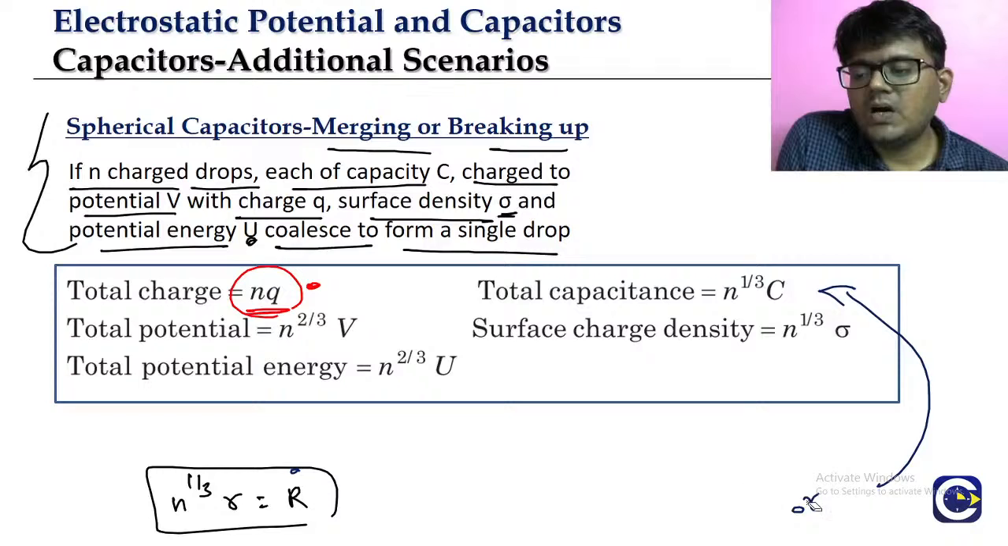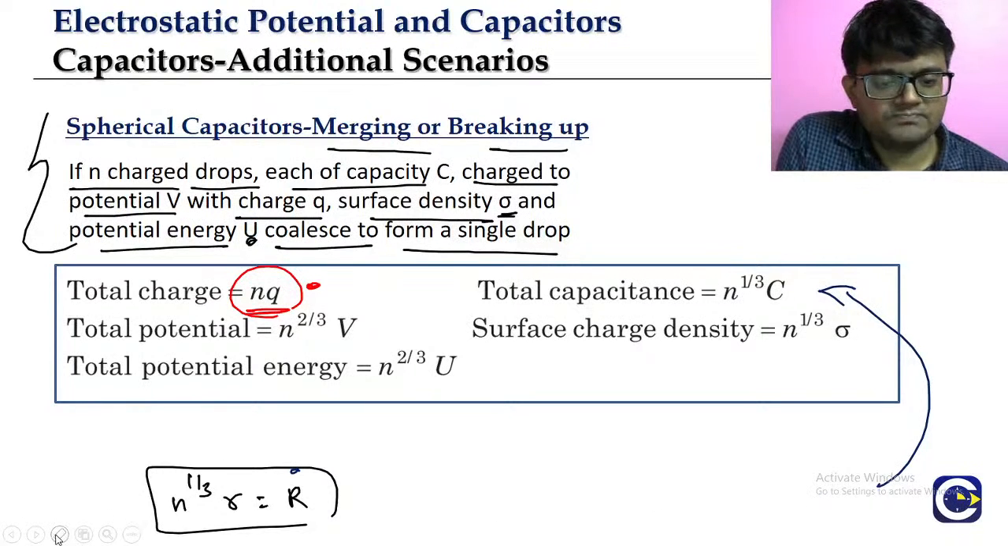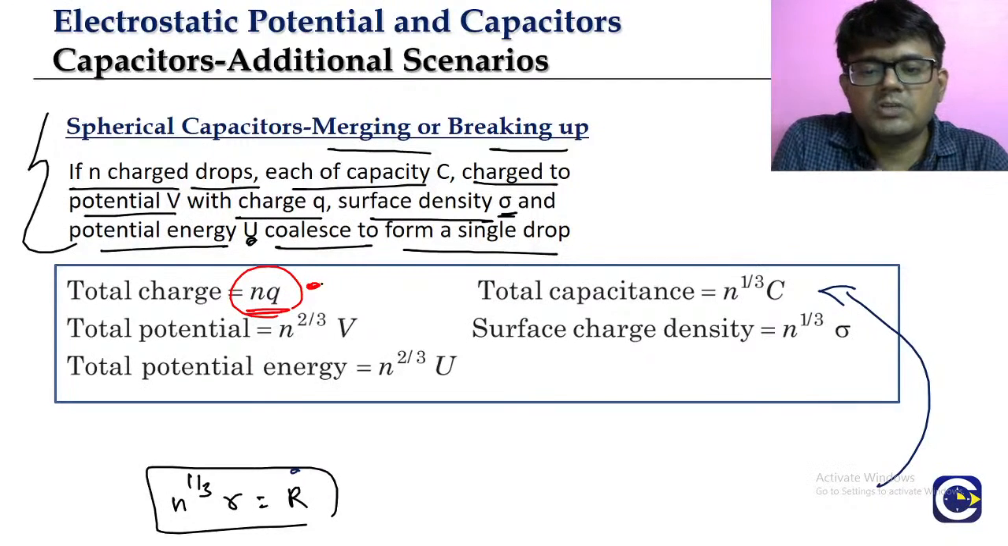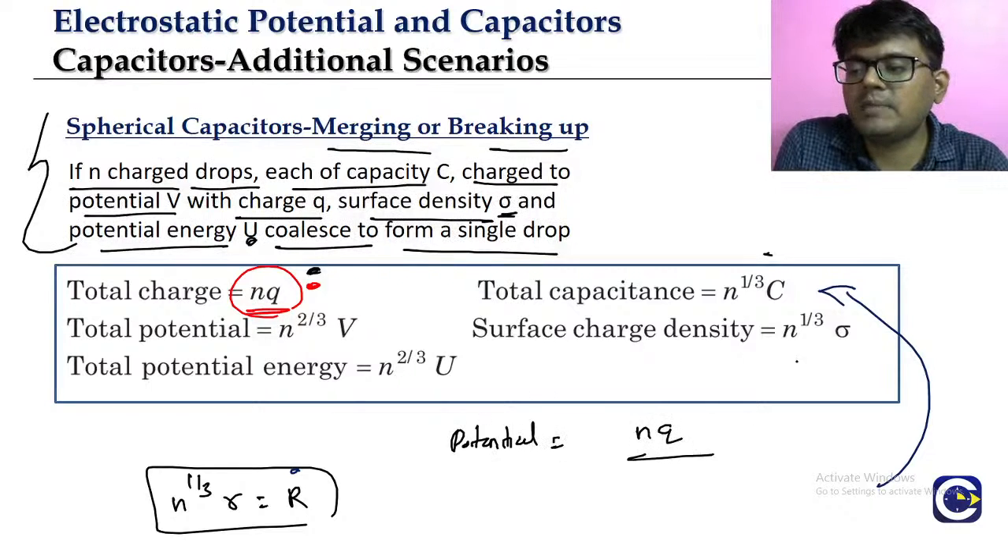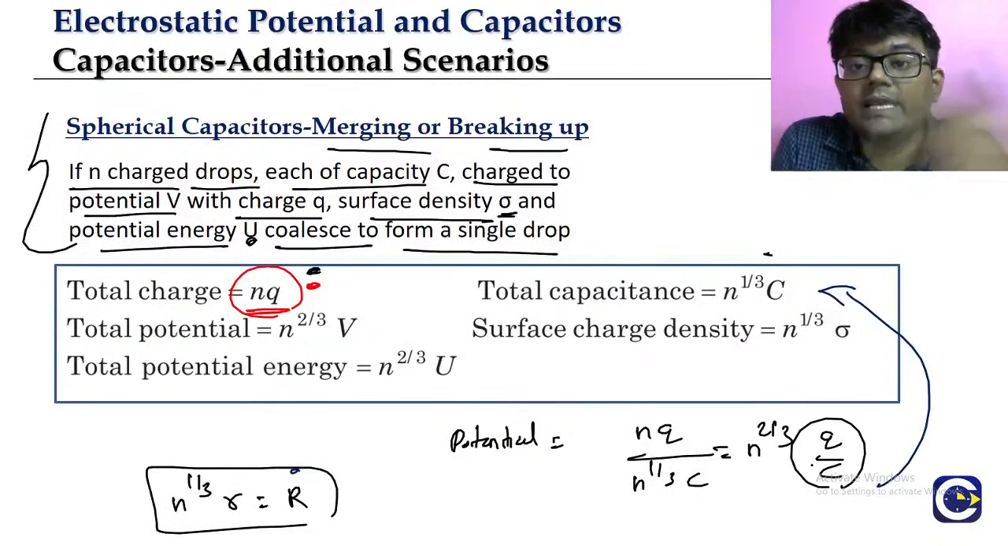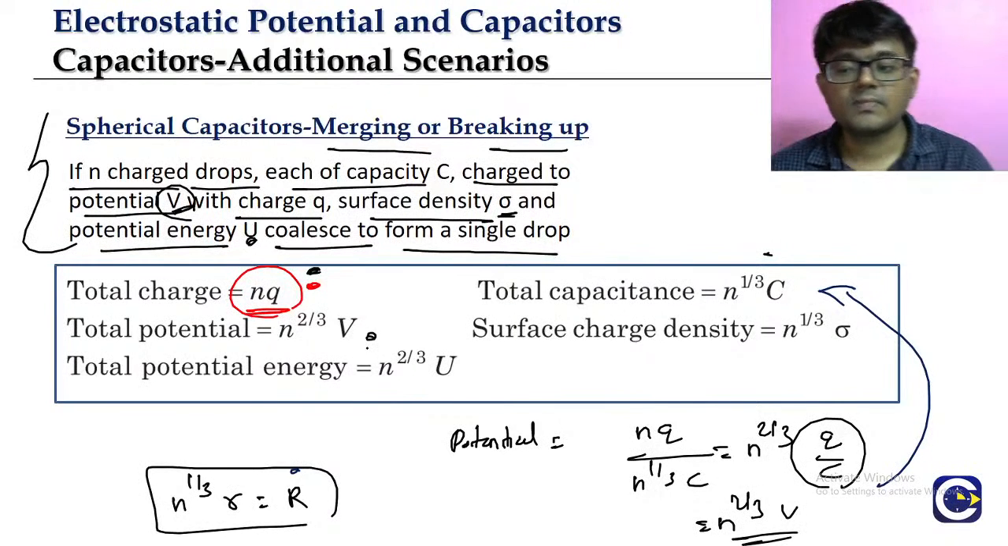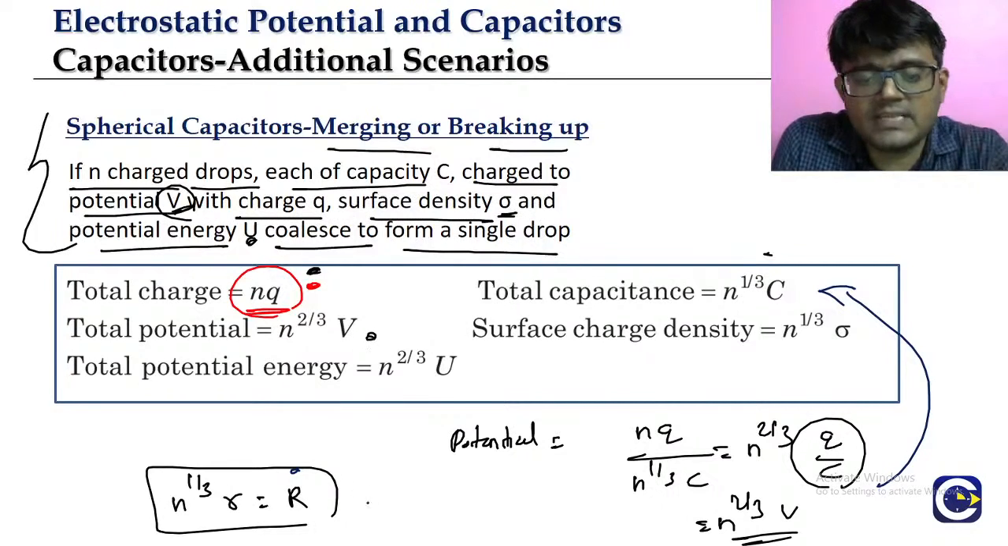They are asking what the potential is. Look, what is the potential? Now we have the charge and the capacitance. The potential is charge by capacitance: n power 2 by 3 into q by c. q by c, what is it? That is the original voltage of a sphere. So it is n power 2 by 3 into v. Okay? Like that we can derive the others.